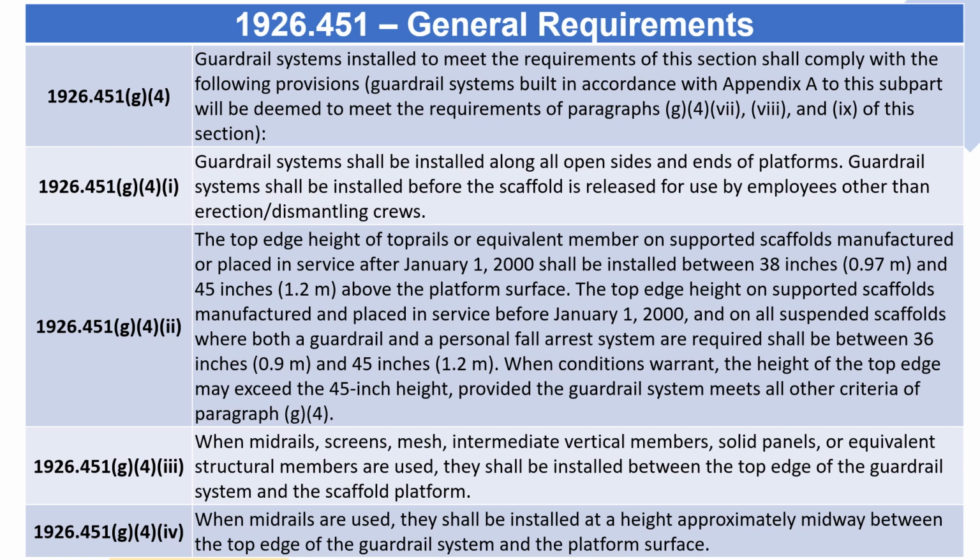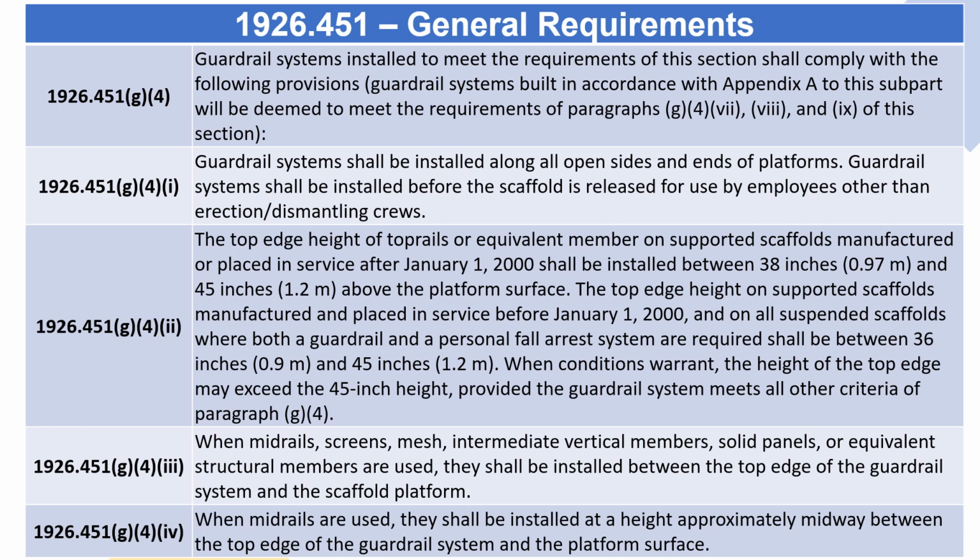The top edge height on supported scaffolds manufactured and placed in service before January 1, 2000, and on all suspended scaffolds where both a guardrail and a personal fall arrest system are required, shall be between 36 inches (0.9 meters) and 45 inches (1.2 meters). When conditions warrant, the height of the top edge may exceed the 45-inch height, provided the guardrail system meets all other criteria of paragraph (g)(4).